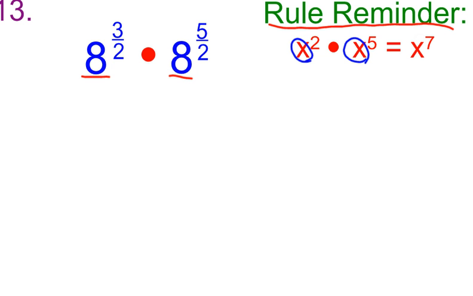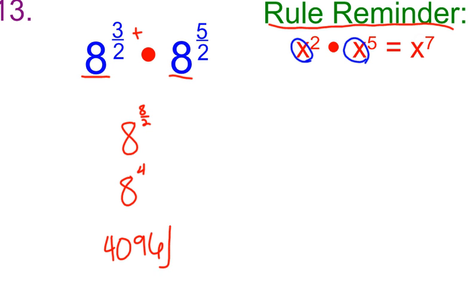They're both 8s. So I'm going to leave this an 8, and I'm going to add those fractions. 3/2 plus 5/2 would be 8/2, which is really 4, right? So now all of a sudden this problem becomes 8 to the 4th, which is a little more manageable than what I started with. So when I take 8 to the 4th and punch that in my calculator, I get 4,096.